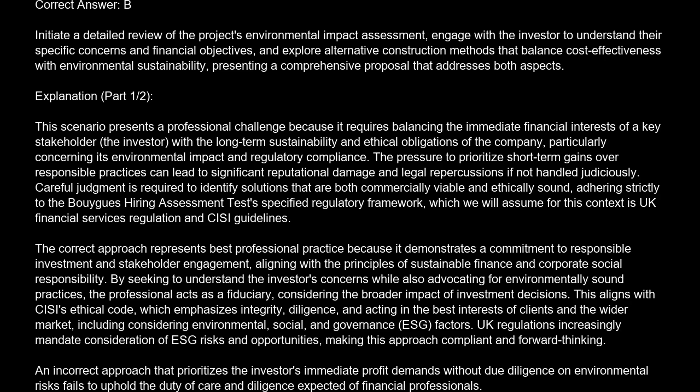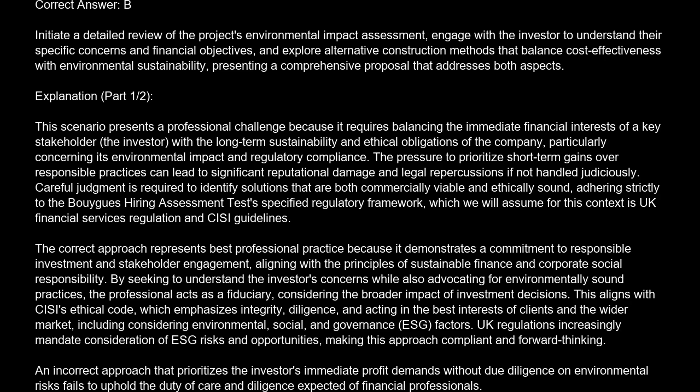Careful judgment is required to identify solutions that are both commercially viable and ethically sound, adhering strictly to the Bouygues hiring assessment test specified regulatory framework, which we will assume for this context is UK Financial Services Regulation and SISI guidelines. The correct approach represents best professional practice because it demonstrates a commitment to responsible investment and stakeholder engagement, aligning with the principles of sustainable finance and corporate social responsibility.